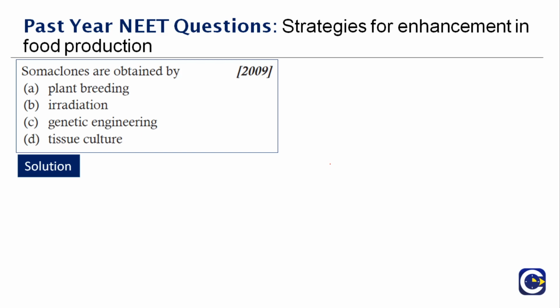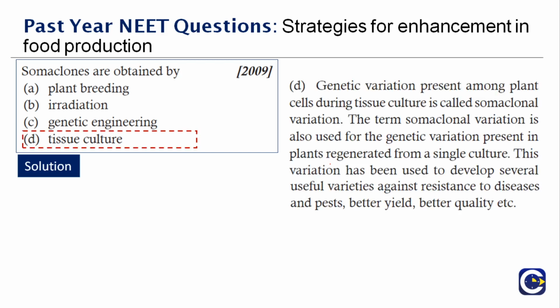You have about 4 options here, right? So I told you clearly it is by the artificial method that they are trying to do. They are not doing any natural method. So you have plant breeding, irradiation, genetic engineering and tissue culture. So somoclones, just now I said you are producing by an artificial method where plant tissue cultures are used and they will resemble their parent plant. Okay, therefore the answer is option D, tissue culture.